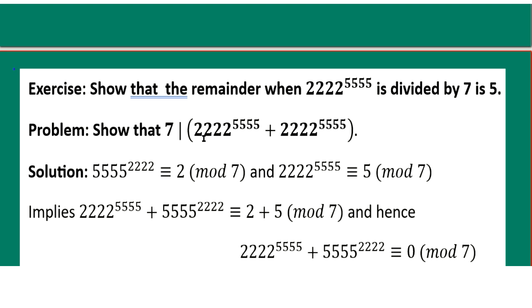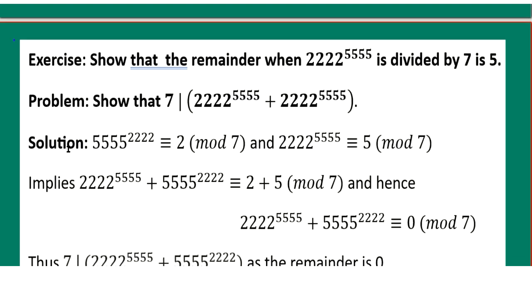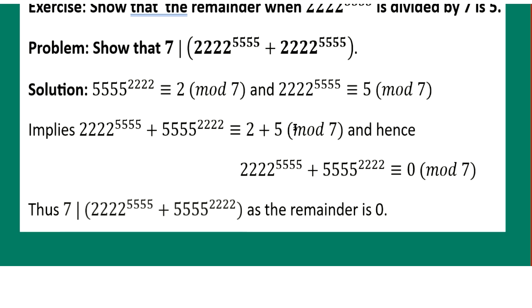Show that 7 divides this number. I will use what we have already proved, that 5555 raised to 2222 is congruent to 2, and 2222 raised to 5555 is congruent to 5. So if I add these two numbers, it is the addition of 2 and 5, so it is congruent to 7. And when I divide 7 by 7, the remainder is 0. So since the remainder is 0, I can write that 7 divides this. This completes this problem. Thank you.